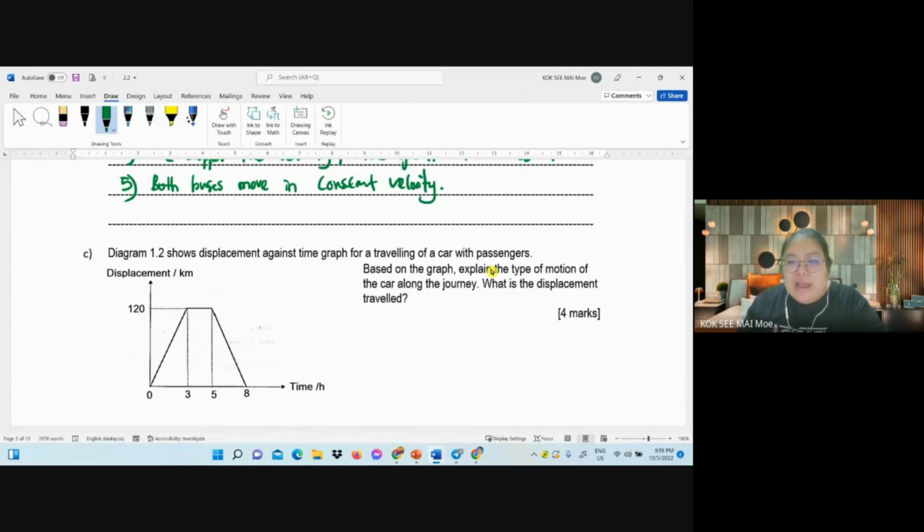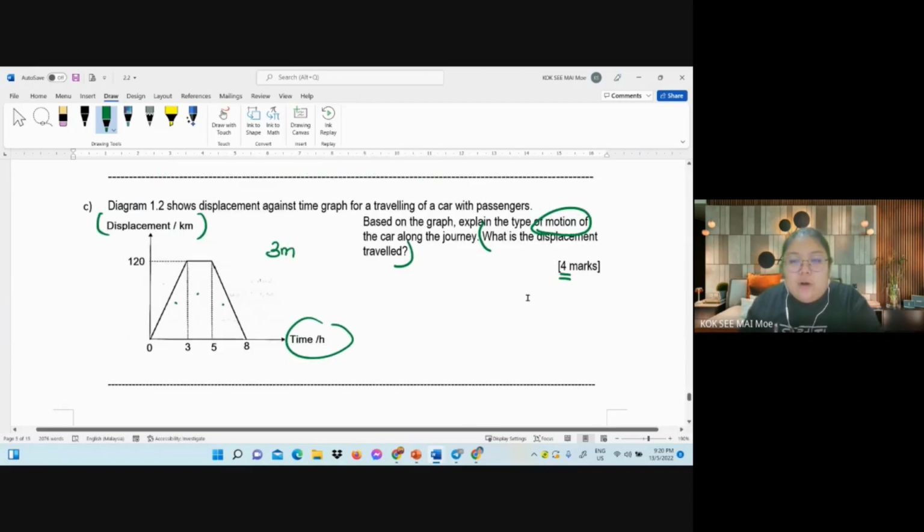Based on the graph, explain motion for the car along the journey and what is the displacement travel. So this one is a displacement time graph. Okay, 4 marks. So you need to explain this one, what happened, 3 to 5, what happened, 5 to 8, what happened. So when you explain already 3 marks, then the last one, they want you to find out what is the displacement travel. Okay, so this one is a explanation how to get 4 marks.